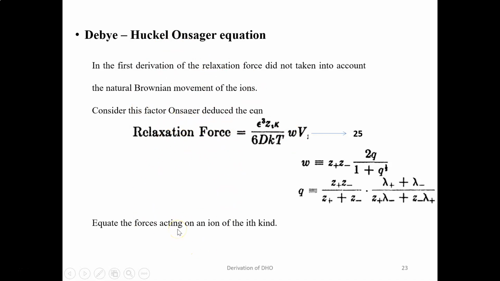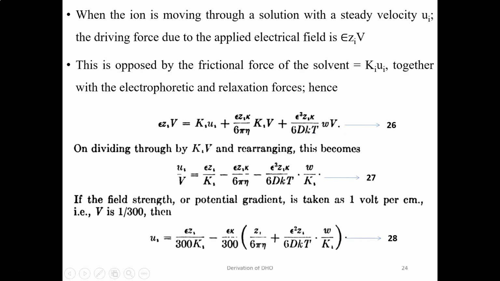And now what we are going to say is that we know which are the opposing forces and which are the moving forces that stimulate the movement of ions in a particular solution under a particular potential field. So when an ion is moving through a solution with steady velocity ui, the driving force due to applied potential field is epsilon Zi v. So this is the only force that tells the ions to move or push the ions to move toward a particular electrode.